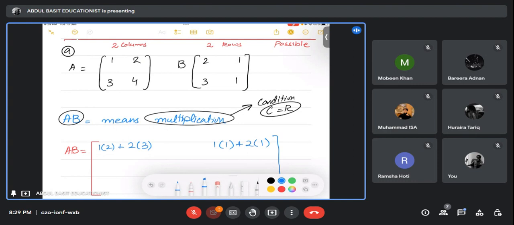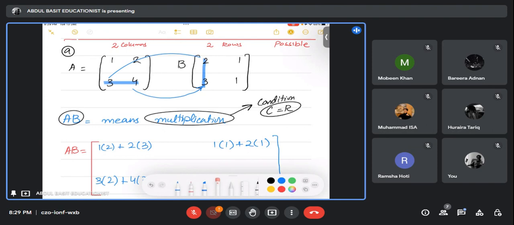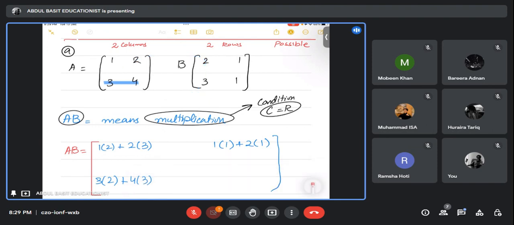Okay, now I'm selecting this second row, first column. So 3 times 2 plus 4 times 3. Okay, then let me erase these now. I'm done with second row, first column. Now it's time for second row, second column, and it is 3 times 1 plus 4 times 1.